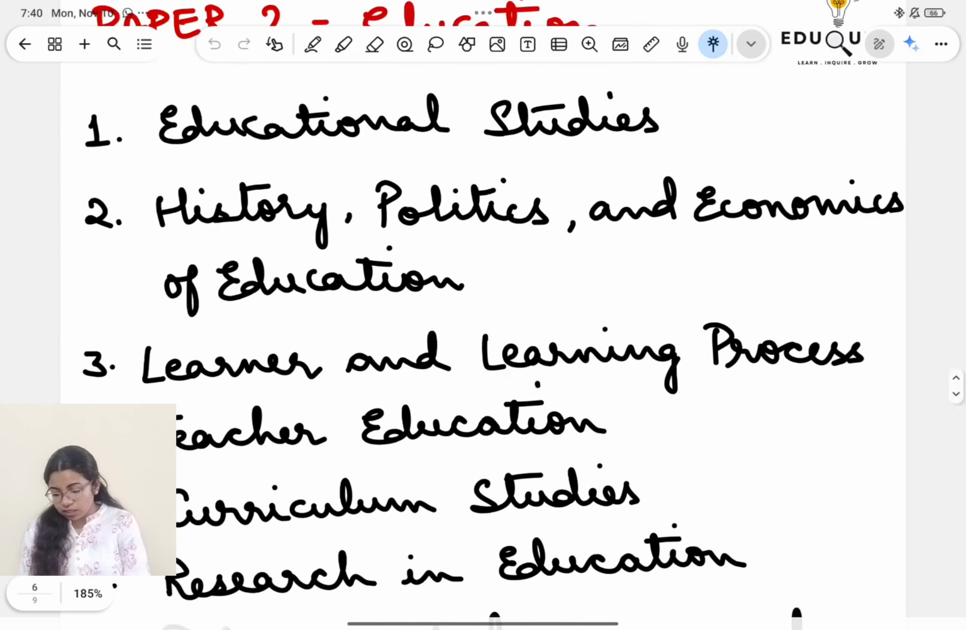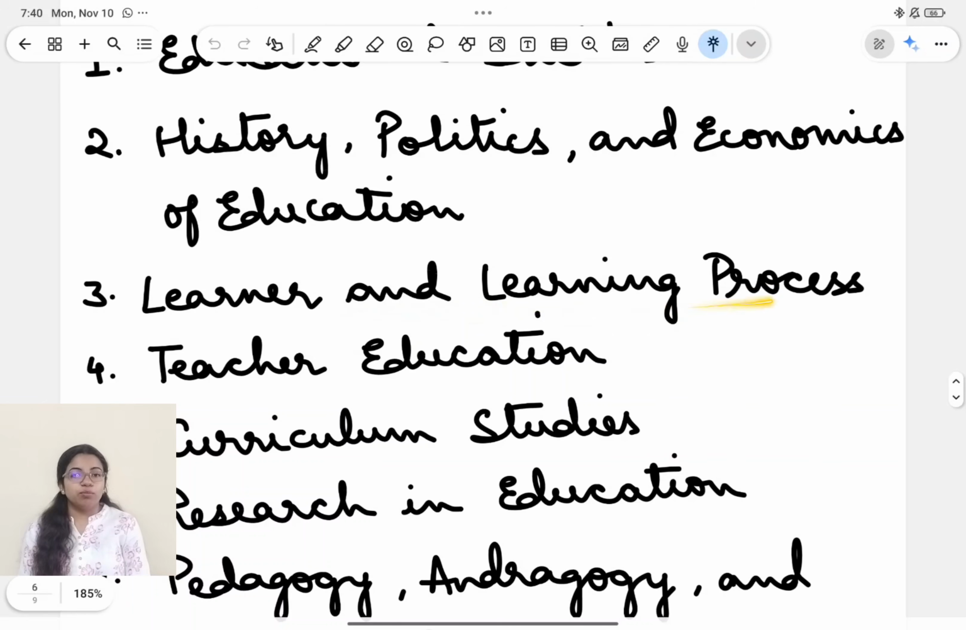The next unit is learner and learning process. Here we will be asked about concepts of growth and development, what is personality and mental health. Then you will be asked about various intelligence theories, also about learning theories such as behaviorist, cognitive and social theories. Then what is guidance and counseling, what are the different types, what are the different theories involved in it.